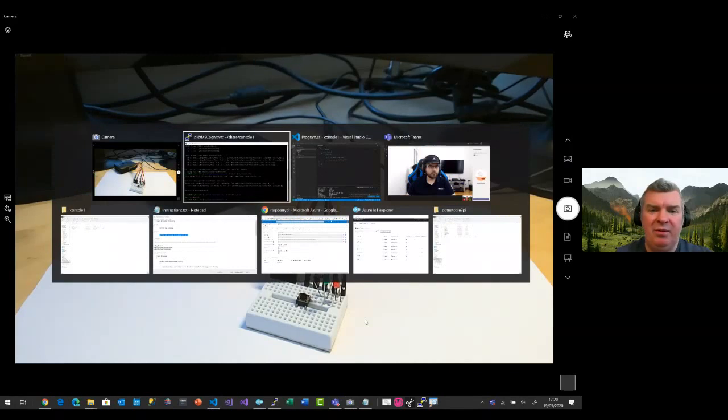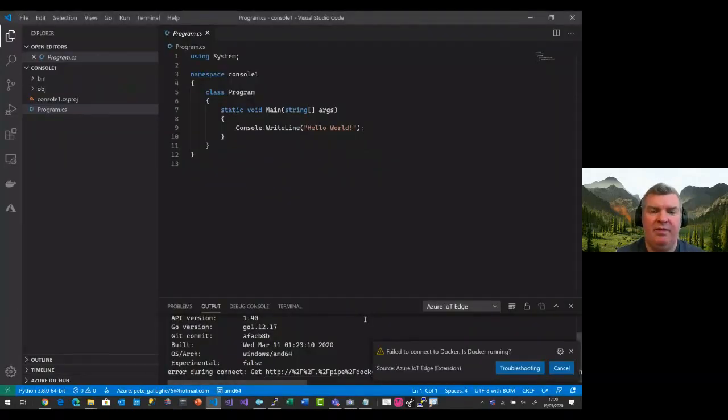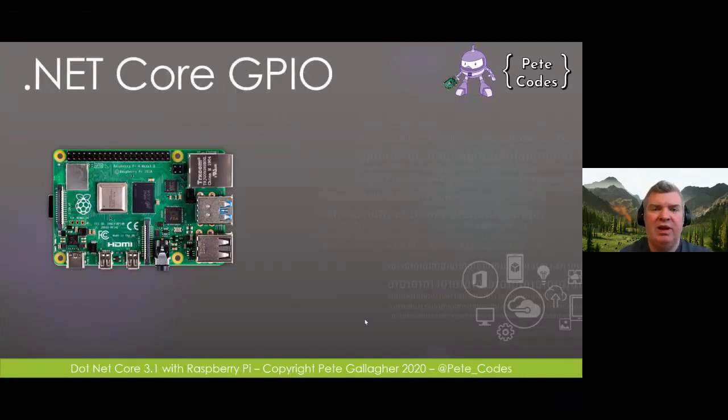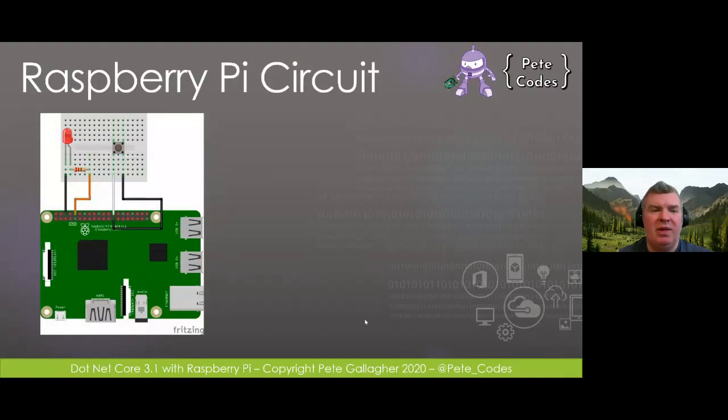So what we can do now is if I switch back to my slides, now we've got a basic console app running on there. Really, we want to do a proper IoT hello world, which is flashing one of those LEDs that you saw on that board. So that's my circuit that I've got there.